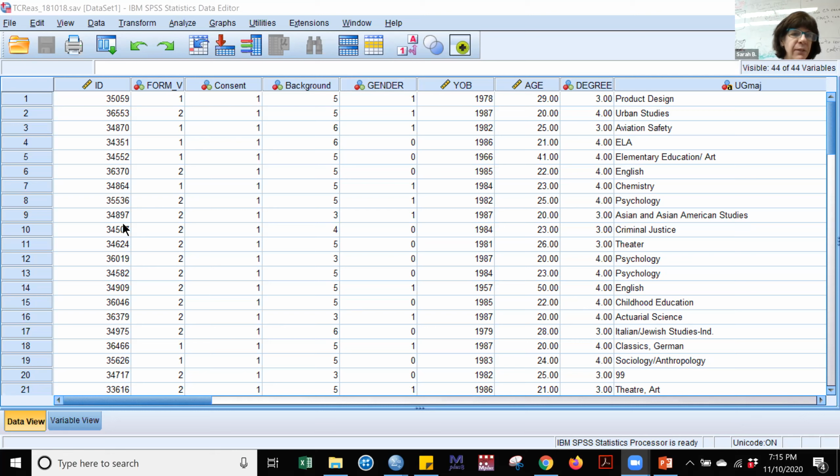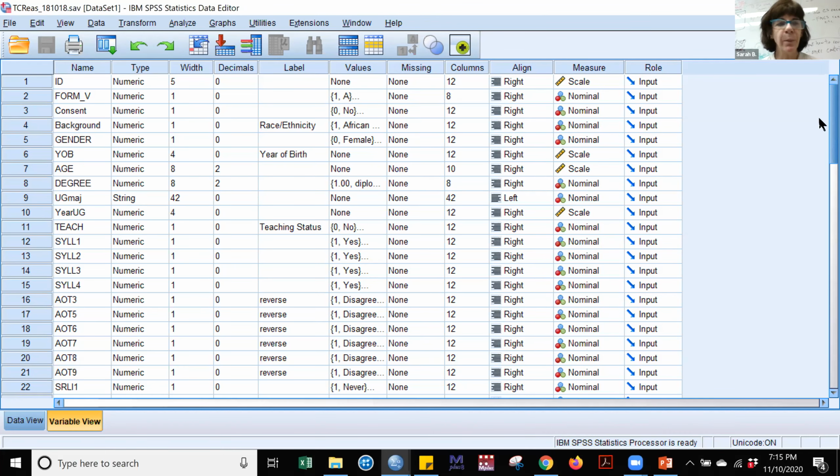So this is a different data set. It's called TC Reasoning or TC Reas, you can see that SPSS is open in the upper left-hand corner. You see the name of the data set. It's an old data set on reasoning of teacher candidates that I use sometimes for demonstration purposes. And the first thing you always want to do is look at variable view and try to understand what's in your data set.